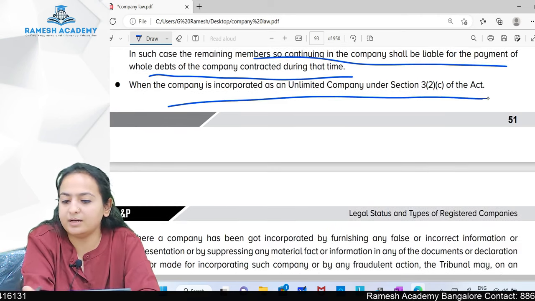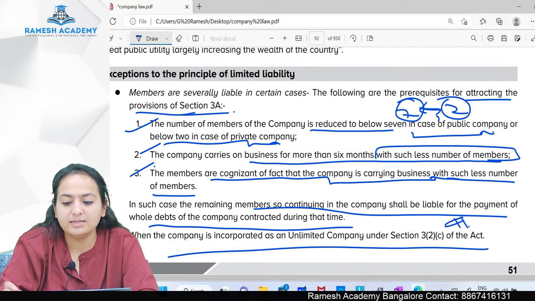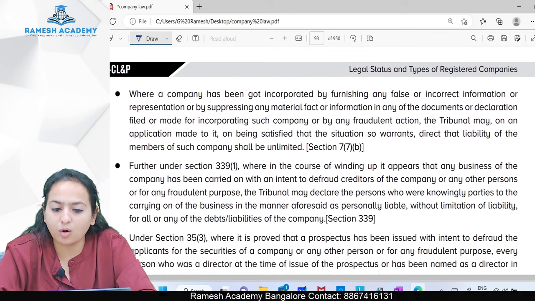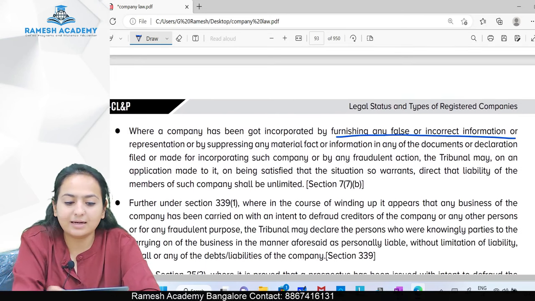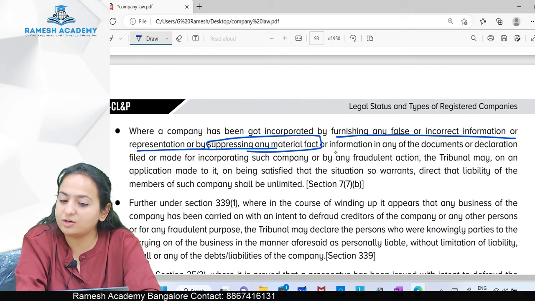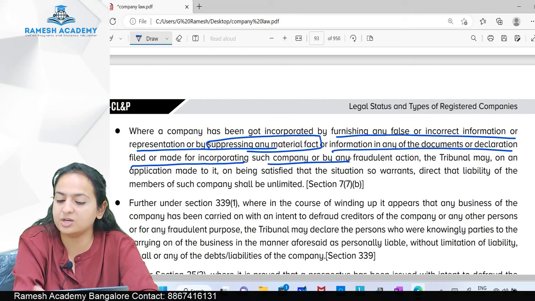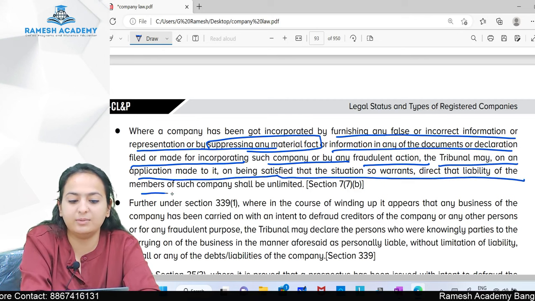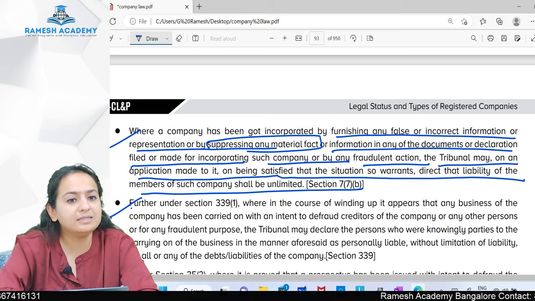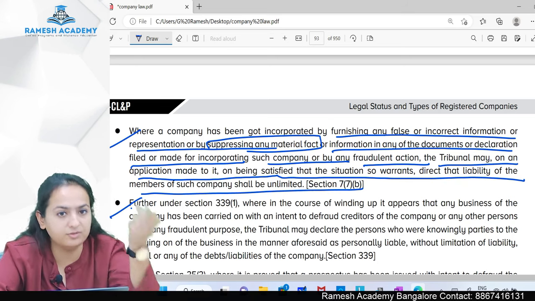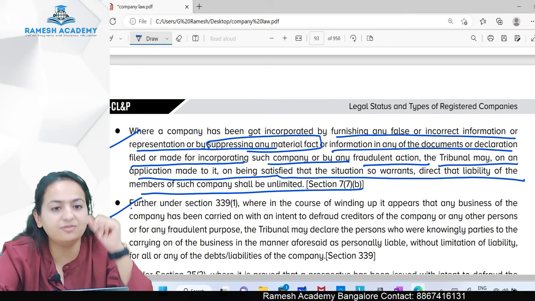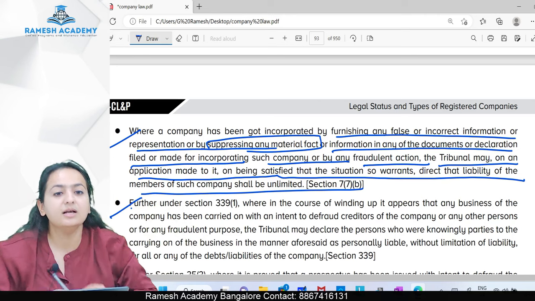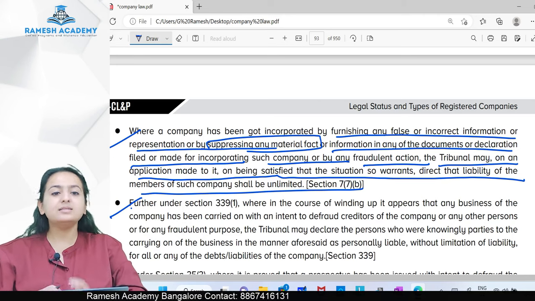And when the company is an unlimited company under section 3 subsection 2 clause C of the Act, then also it is an exception to liability. The company has been incorporated by furnishing any false, incorrect information or representation, or suppressing any material fact or information in any of the documents or declarations filed or made for incorporating such company, or by fraudulent action. The tribunal may, on an application made to it, on being satisfied that the situation so warrants, declare the liability of the members to be unlimited. Now, the third point is, if a company has been incorporated by furnishing wrong information or suppressing any material fact, then the tribunal, here meaning the NCLT or NCLAT, the National Company Law Tribunal, can hold the members' liability as unlimited.